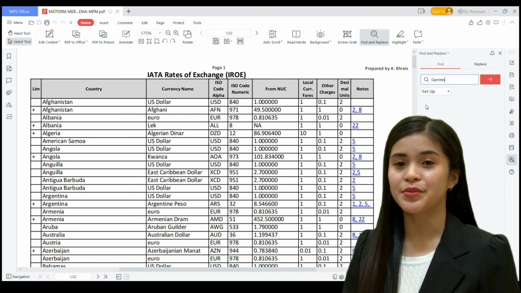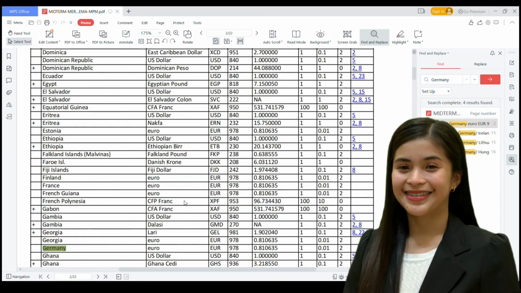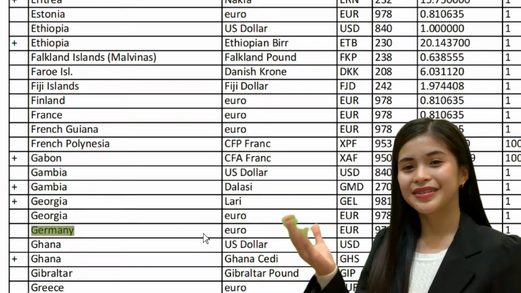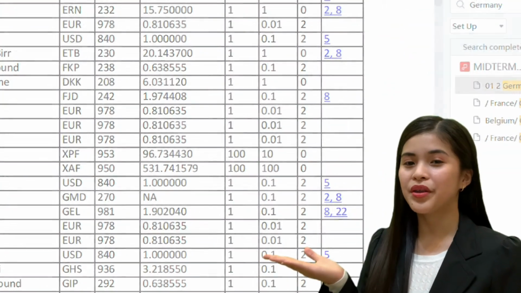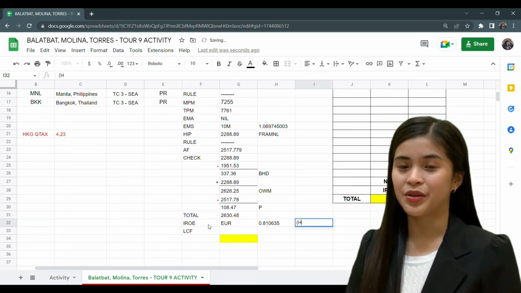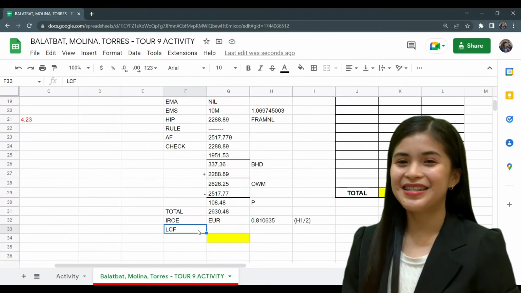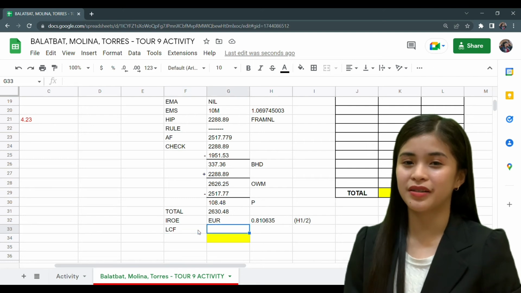the currency used by Germany, since it is our country of commencement. And that would be EUR 0.810635 with the rule of full adjustment, H1 over 2, adding 1 to the whole number while remaining the 2 decimal places. And the final step to the fare construction point would be the LCF or local currency fare.